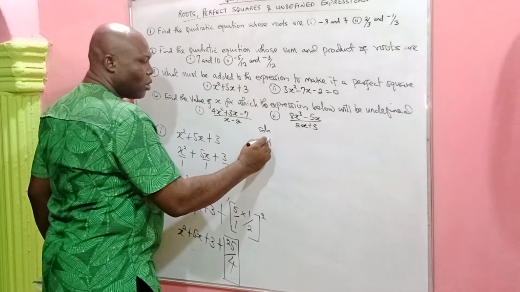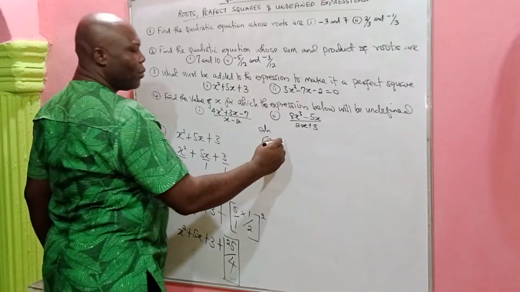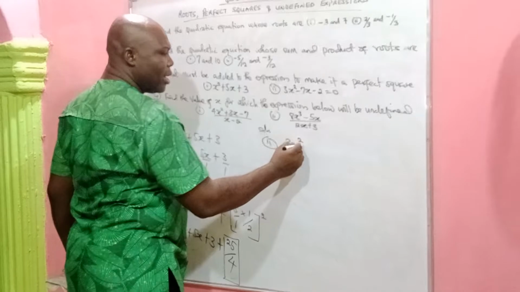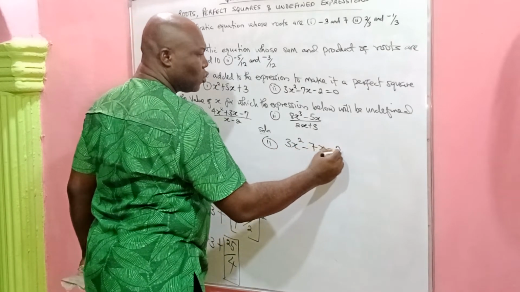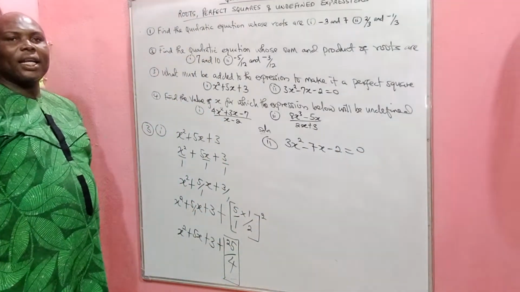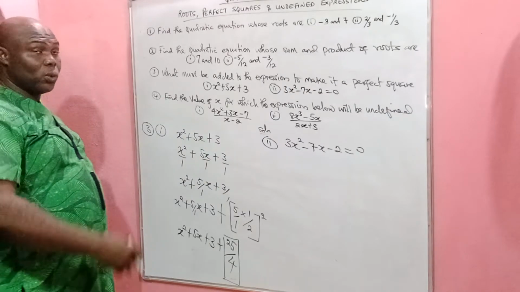So let's try the second one, II. In the second one, we have 3x squared minus 7x minus 2. What must be added to this expression now to make it a perfect square? It's the same thing.